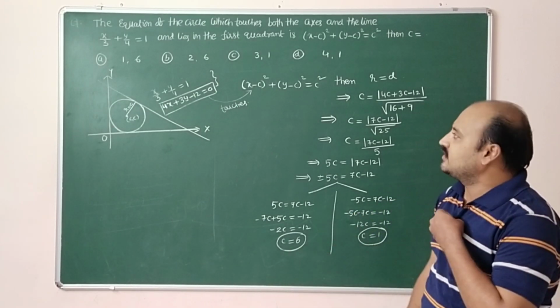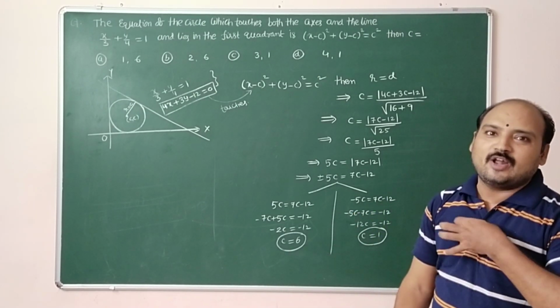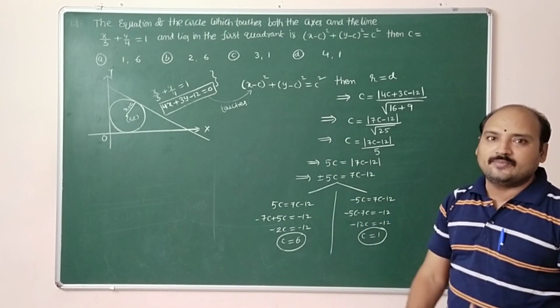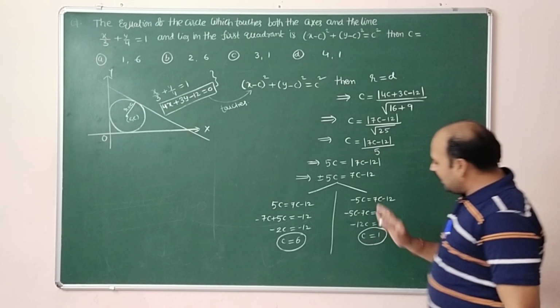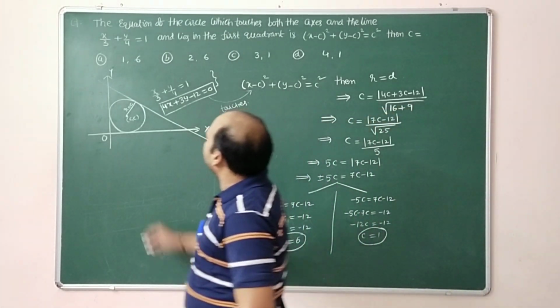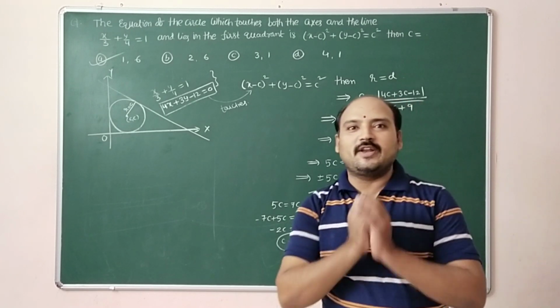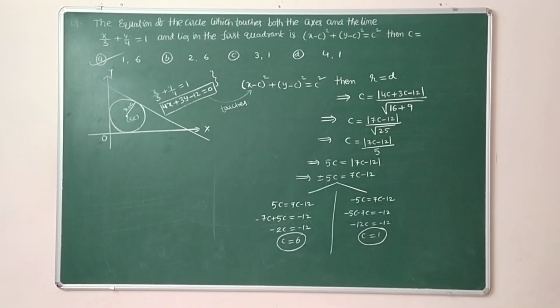Both are correct options. Actually, this type of question they will give in advance. Why? Because more than one correct option questions, they make chances to give in the examination. So c value 1 and 6, it is there in the first option. Yeah, we'll move to the next question.